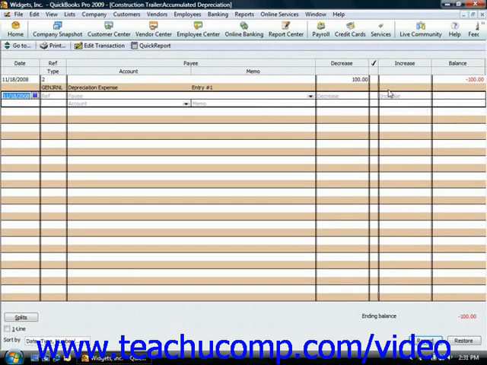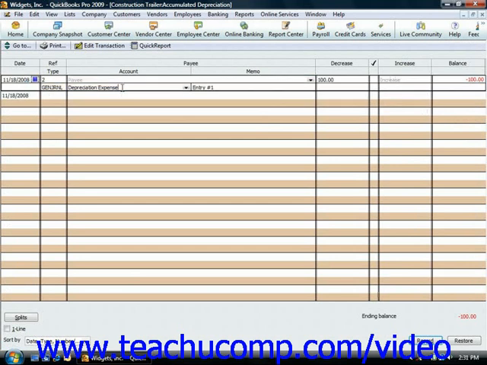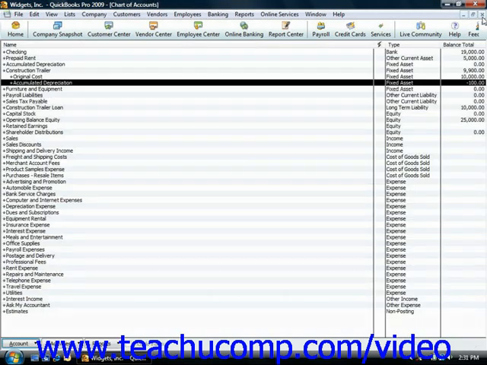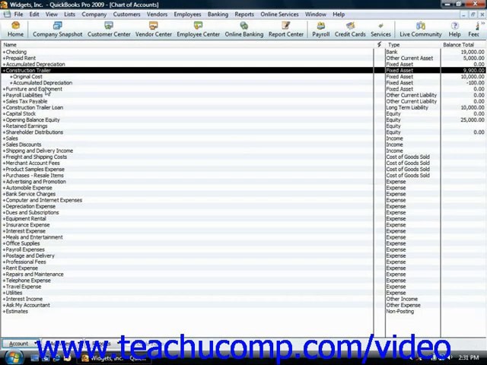The amount will then be attributed to an expense account, such as depreciation expense. Note that the accumulated depreciation account would always have a negative balance in this case, as it tracks the loss of value to a fixed asset account, which is its parent account. And you can see that then reflected here in the chart of accounts as well as in your balance sheet.